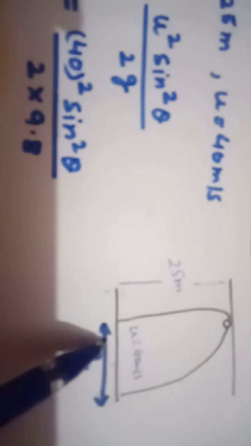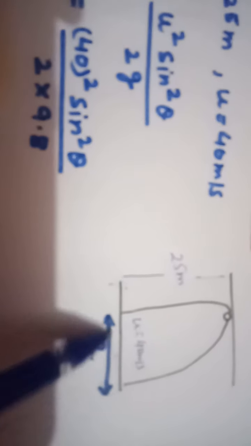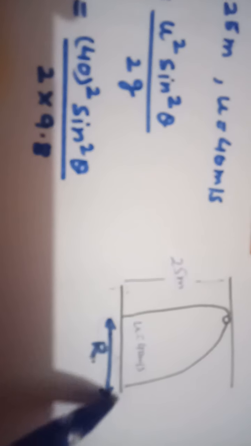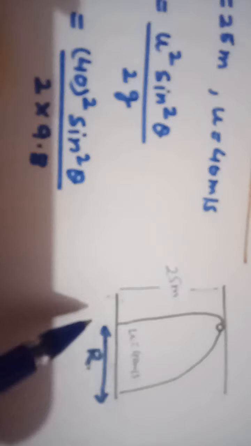See, here the ball is going and approximately reaches the maximum height of 25 meter, but without hitting it comes down. When it comes down, it will cover this horizontal distance. So you have to find out this horizontal distance, which is the range.